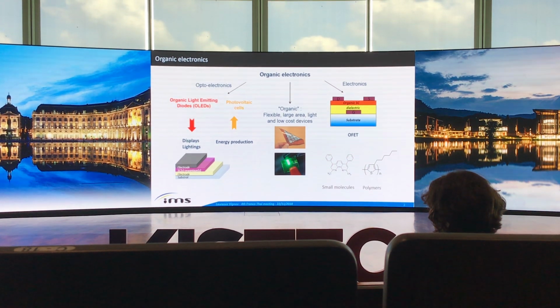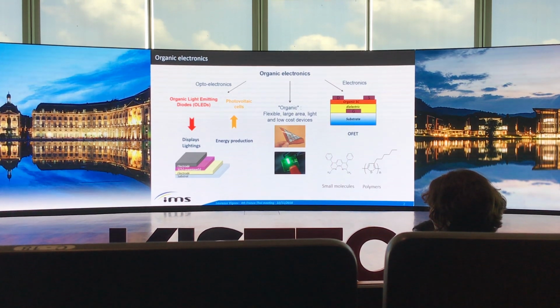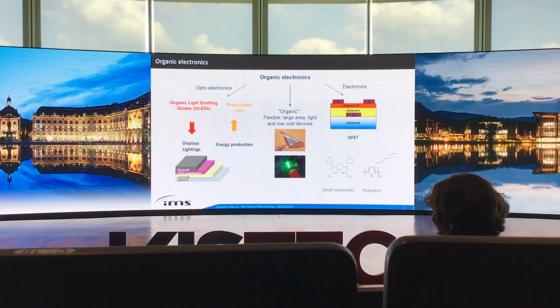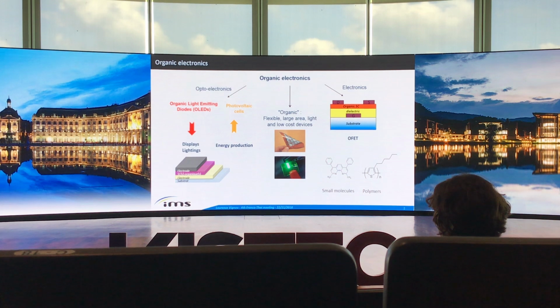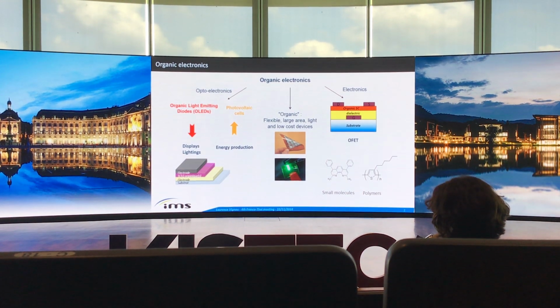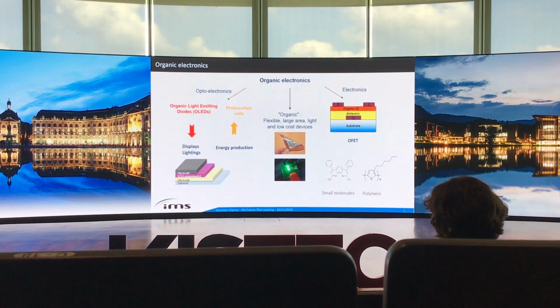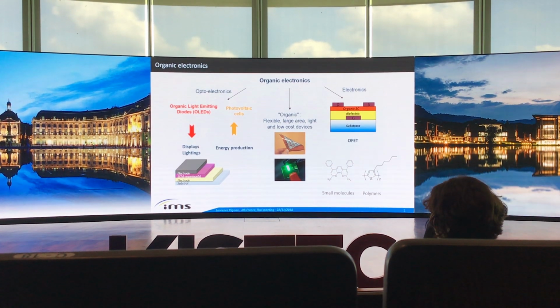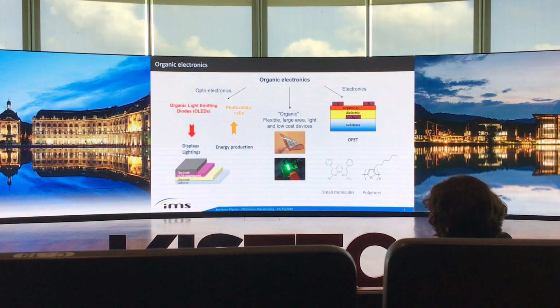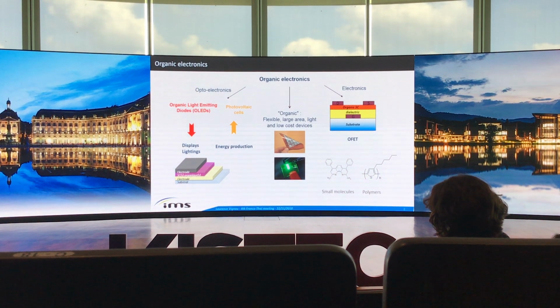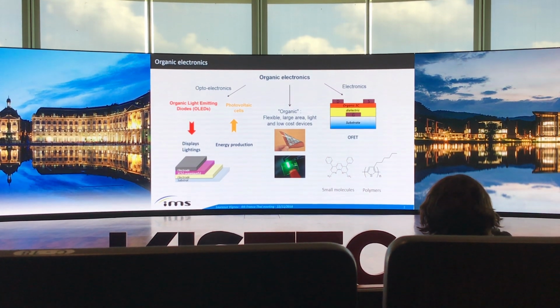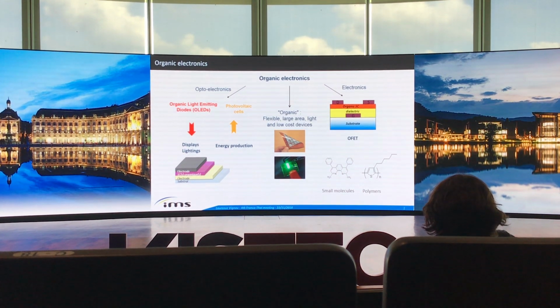Most of the polymers are processed via wet processes like spin coating, slot die, doctor blading, or inkjet printing, whereas most of the small molecules, at least for the commercial devices, are processed via vacuum deposition, which is costly. Now there are some research programs dedicated to depositing small molecules via wet deposition processes.